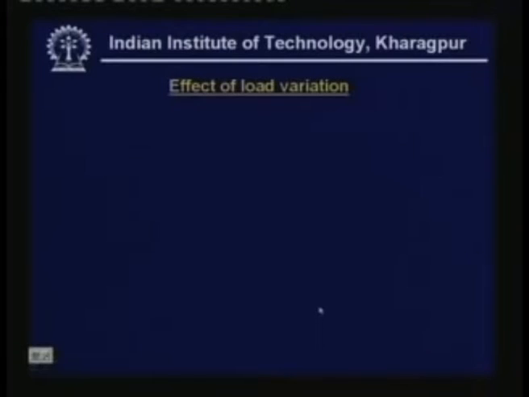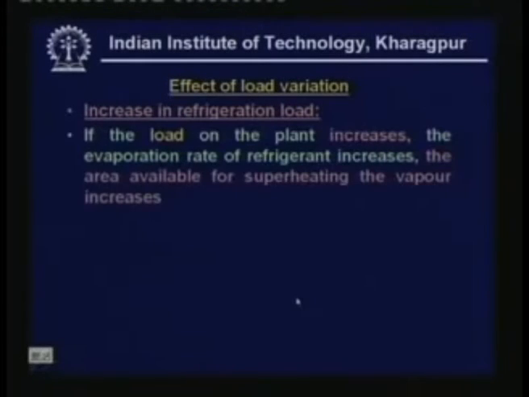Now let us look at the effect of load variation. How does the valve adjust to different loads? First, let us look at the increase in refrigeration load. What happens when load increases?